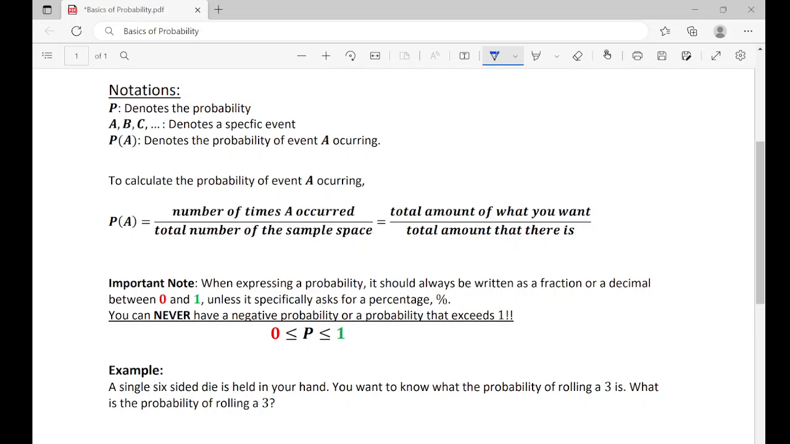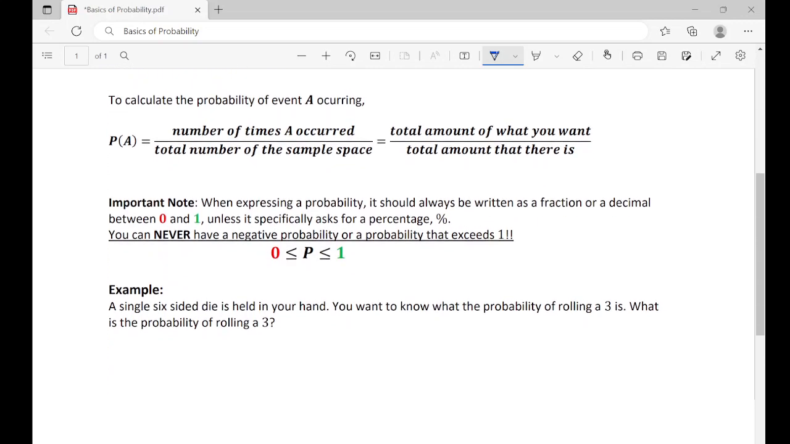So again, it is important to note that when expressing a probability, it should always be written as a fraction or decimal between 0 and 1, 0 being 0%, 1 being 100%, unless it specifically asks for a percentage sign. Then you need to convert it from a decimal to a percentage. You can never have a negative probability or a probability that exceeds 1, ever. Your probabilities should always be between 0 and 1.